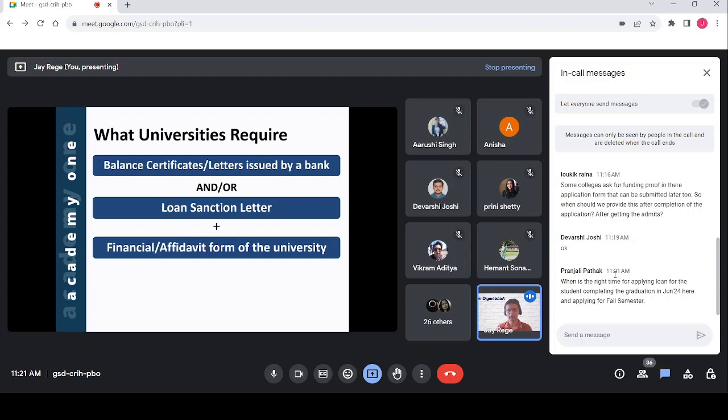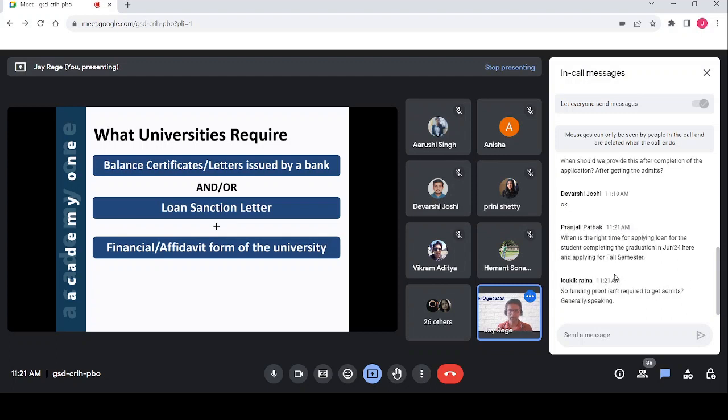This is one of the few universities that requires the financial documents before making a decision. Most other universities don't require it at this moment. So if there is someone here applying to San Jose State, this is something you should definitely remember.